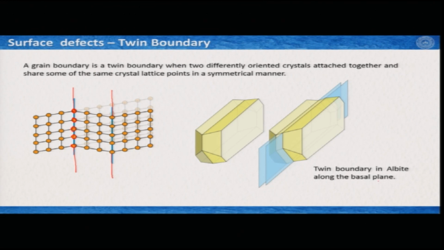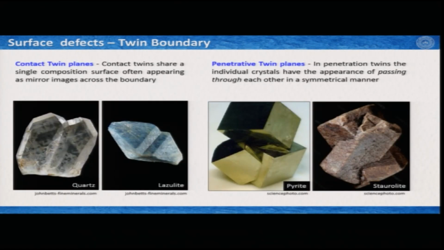For example, this is a sketch of an albite mineral. So this is a crystal without twinning, and these two blue planes are your twin planes and these are your twin boundaries. Now twin boundaries we can also classify in two different ways. One is contact twin boundaries or contact twin planes, and the other is penetrative twin boundaries or penetrative twin planes. So contact twin boundaries share a sort of single composition surface, often appearing as a mirror image of each other. For example, we see here a quartz or this is a lazulite, but in penetration twins the individual crystals have the appearance of passing through each other, like they sort of penetrate one crystal, and of course it has to be done in a symmetric manner.